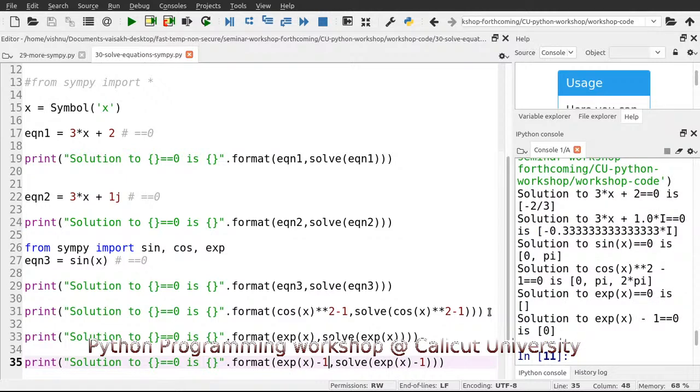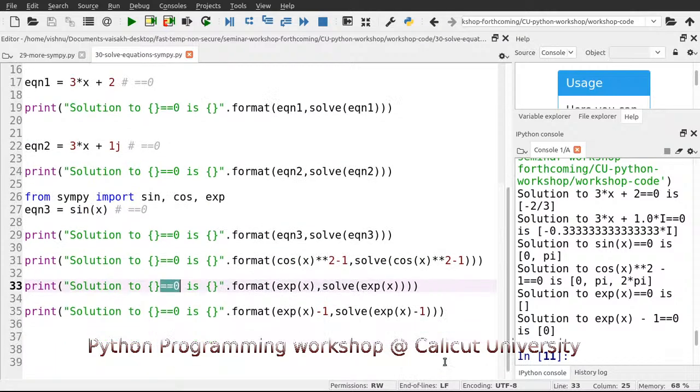Solution to exponential x minus 1 equal to 0 is 0. See that the equal to 0 is actually implied here. In the actual expression, there is no equal to 0 or anything like that. It is simply solve exponential x minus 1.